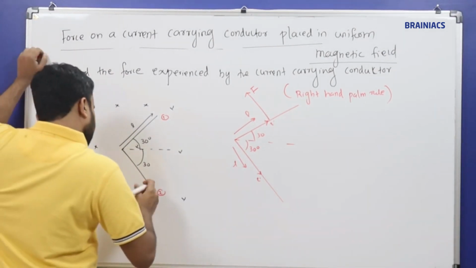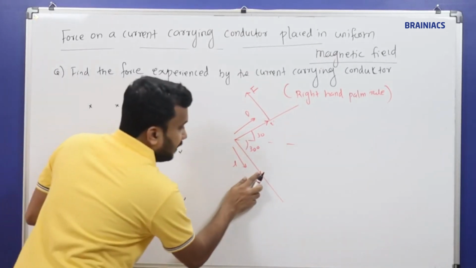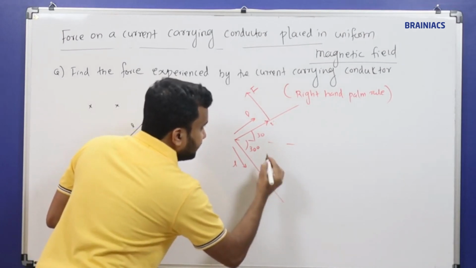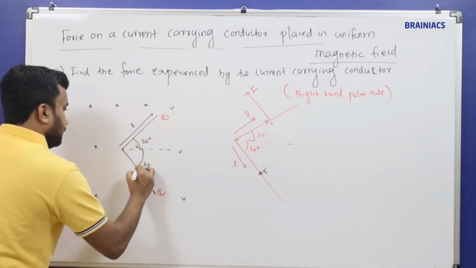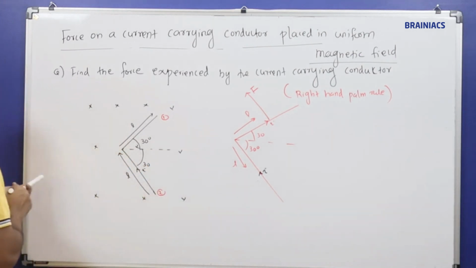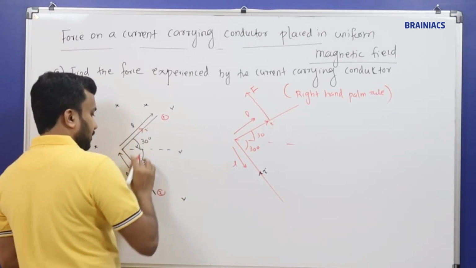One mistake will be here. Let me take the same color. The current direction is like this, so I is flowing like this. So the length vector is taken in the direction of current. Sorry for that, I marked it wrongly. The currents are coming and going like this. So here also currents are going like this.